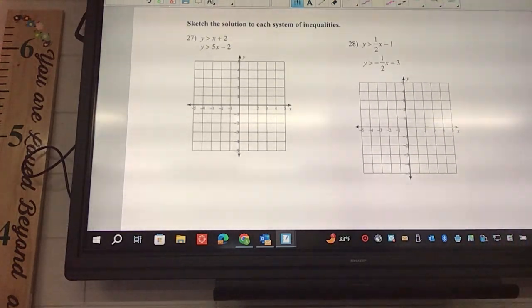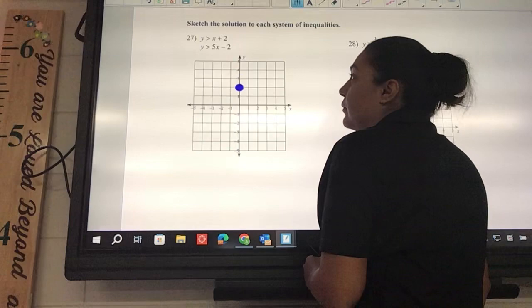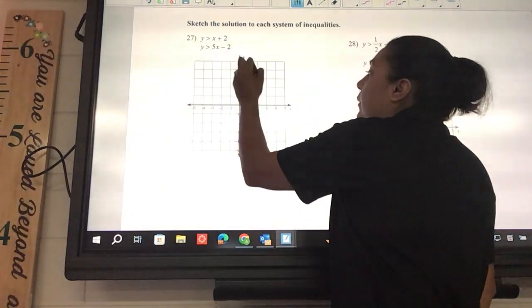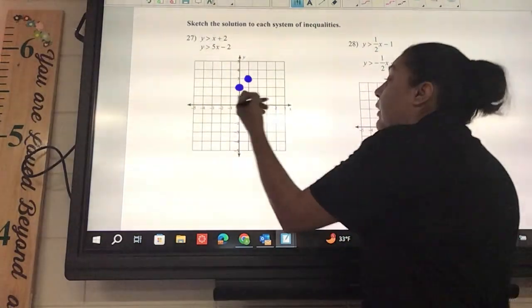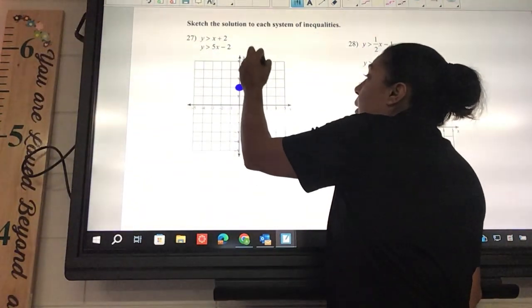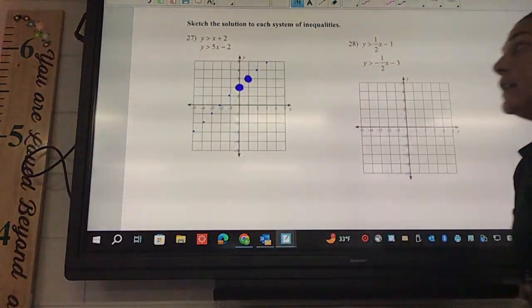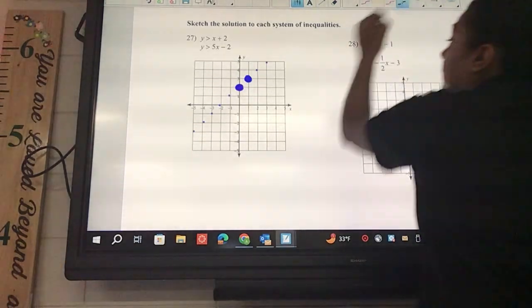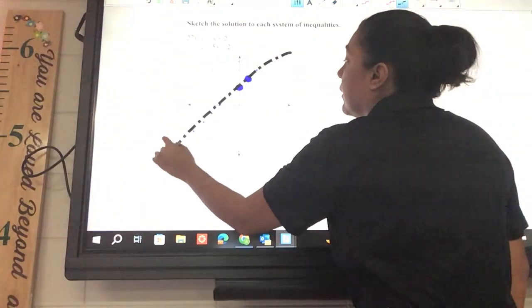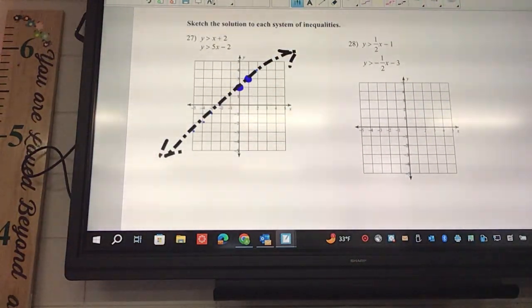Okay, 27, where does line 1 start? At +2. What is my slope? 1/1, and you should be at least making 2 dots. However, in this case, since my line is straight, I'm going to make just an outline so I can follow it. Is this line going to be a solid or dotted line? It is going to be a dotted line.